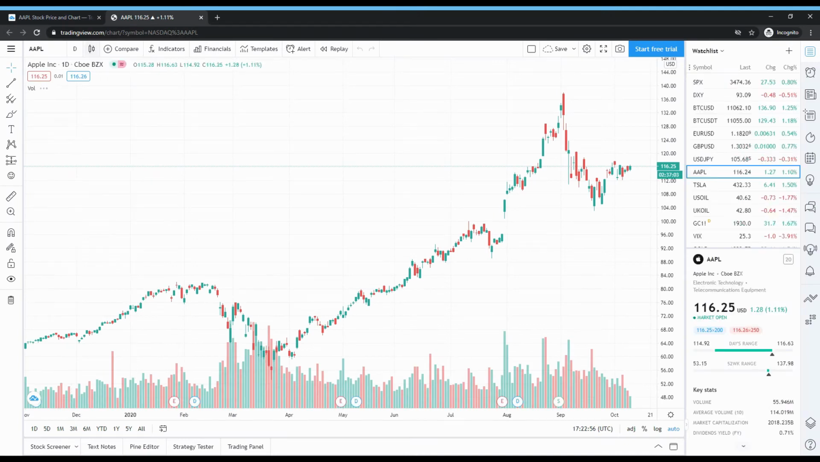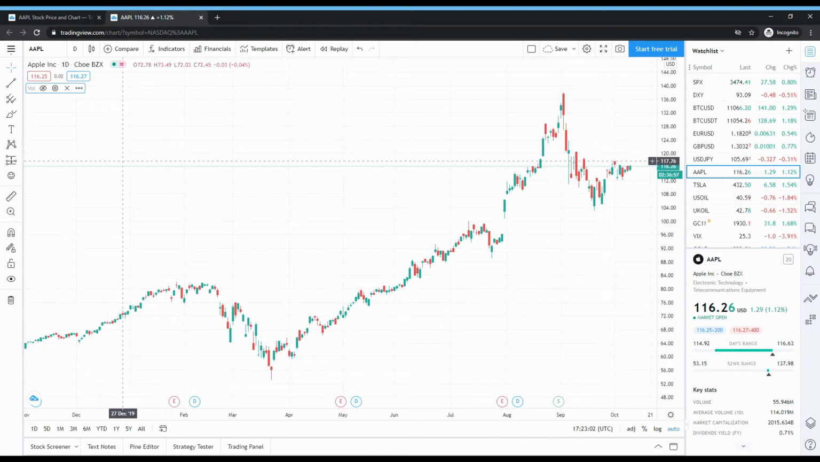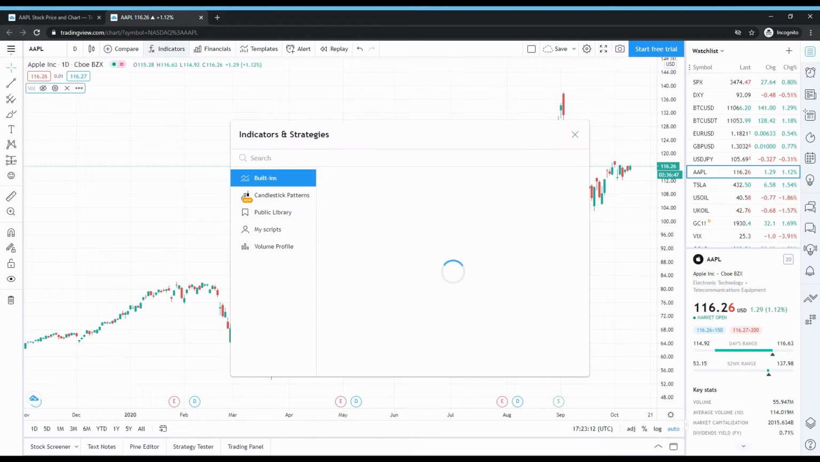We don't really need the volume as of now, so let's hide that. By default I have selected candlesticks to represent my data, and candlesticks give you a pretty much cleaner look at the data. So click on indicators, and I'm going to use moving average.